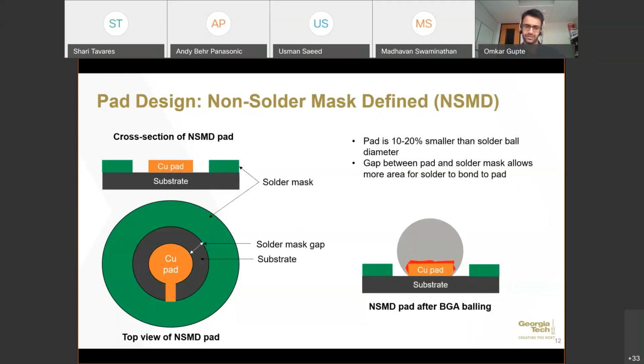The second type of pad design is the non-solder mask defined, or NSMD, or as it's sometimes called, metal mask defined, wherein there is a gap between the pad and the solder mask, and the copper pad is made 10 to 20% smaller than the solder ball diameter. So if the solder ball diameter is 250 microns, the pad diameter will be about 10 to 20% smaller than that value.